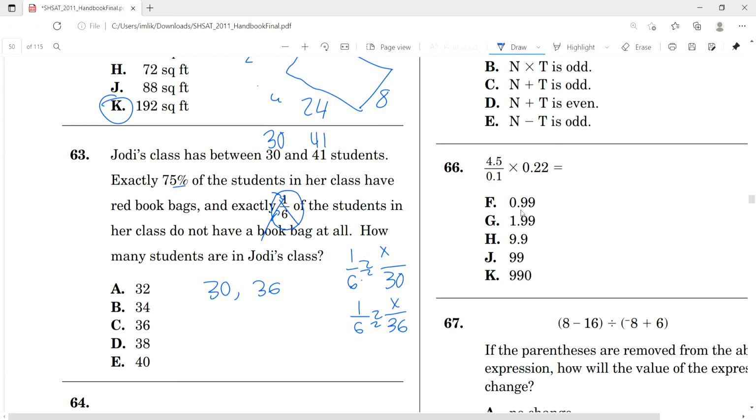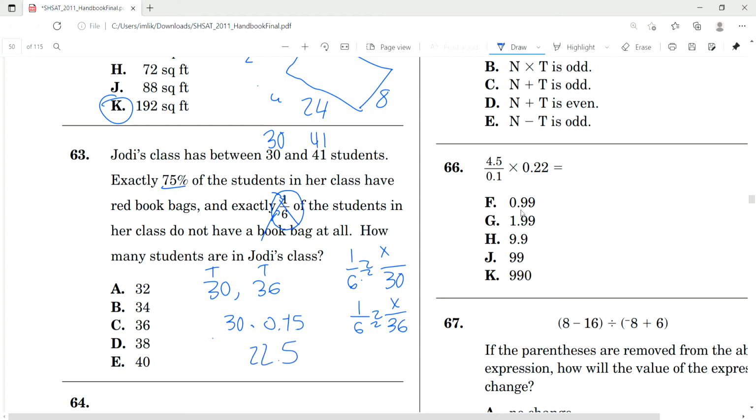Next, we know that exactly 75% of our students have red bags, and these are the total number of students. So we can just multiply them by 75% to figure out which one is correct. So we do 30 times, gotta sneeze, never mind. So 75% is the same thing as 0.75, and we're just multiplying these numbers to make sure that the percentages make sense. So we do 30 times 0.75, we get 22.5.